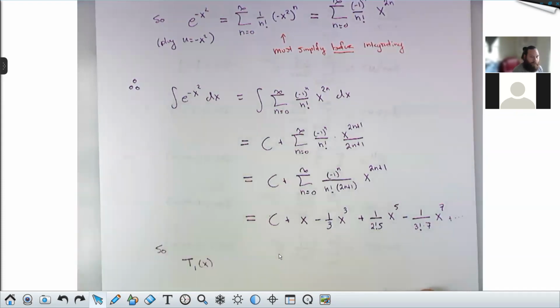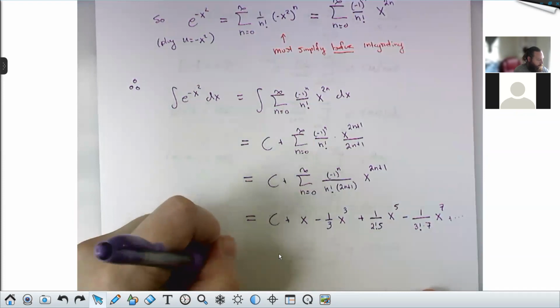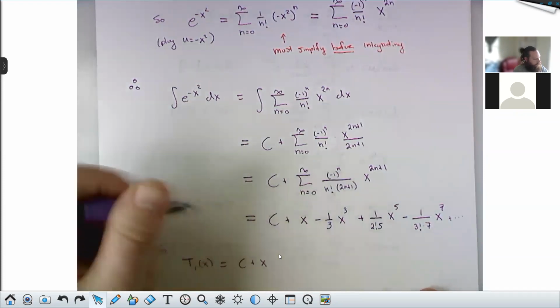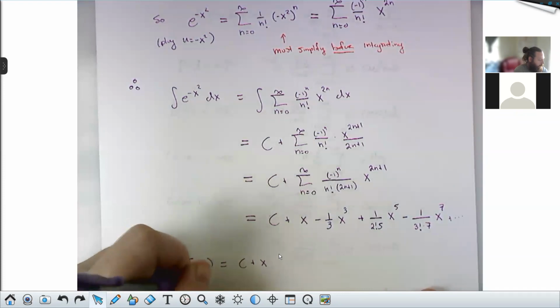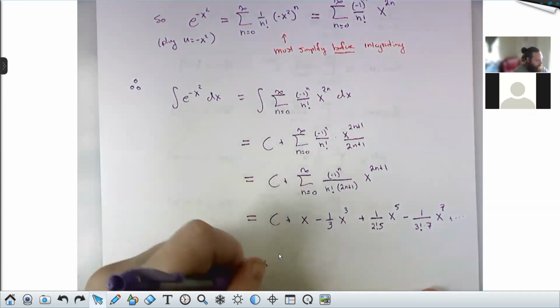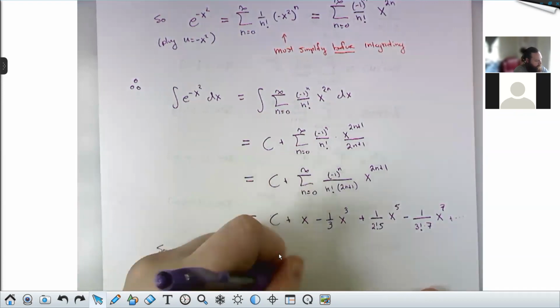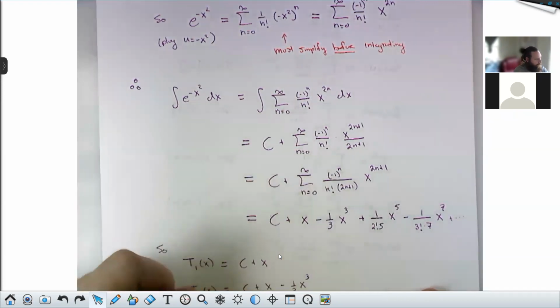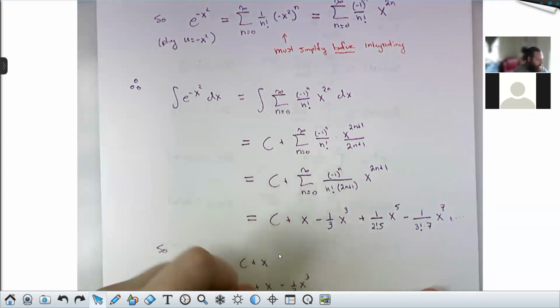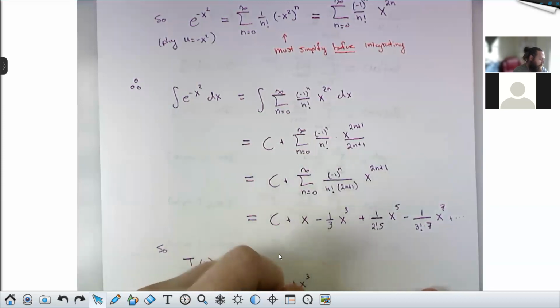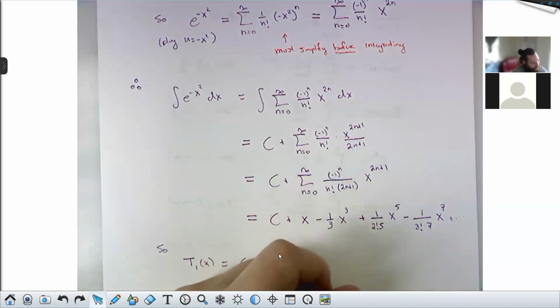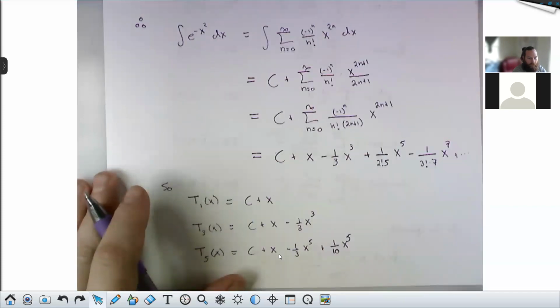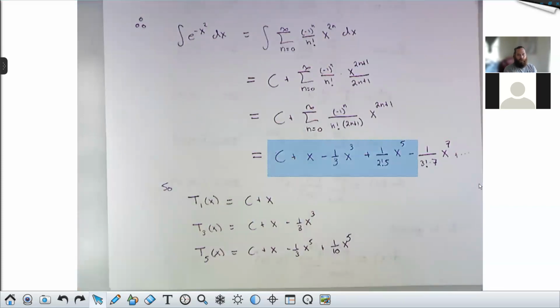Just a quick reminder of some notation. The Taylor polynomial T1 of x would be c plus x. The Taylor polynomial T3 of x would be c plus x minus 1/3 x cubed. The Taylor polynomial T5 of x would be c plus x minus 1/3 x cubed plus 1/10 x to the 5. So if you're asked for any particular Taylor polynomial, you just take the series expansion up to that order term. So T5 stops at x to the 5.